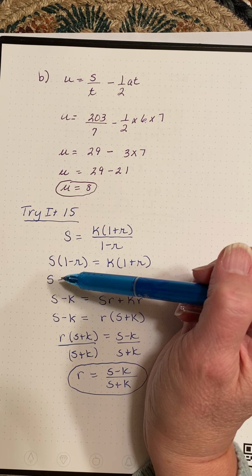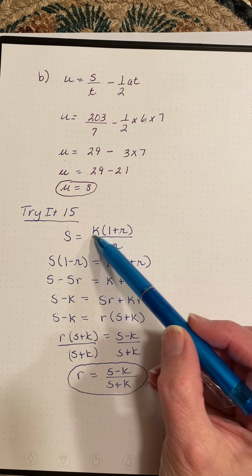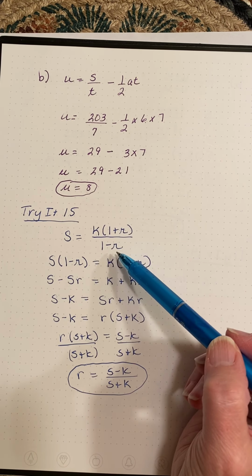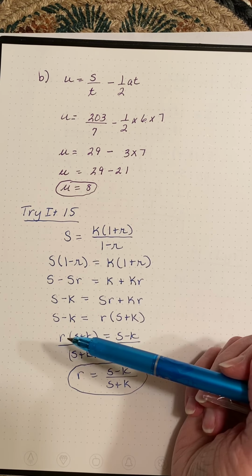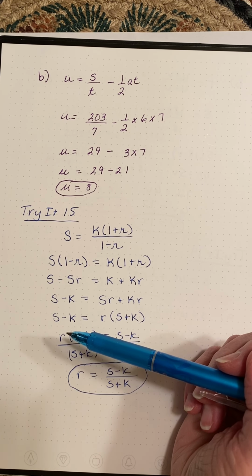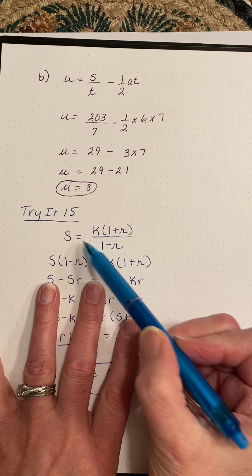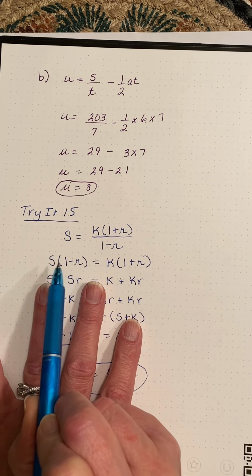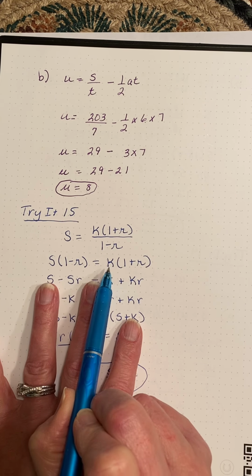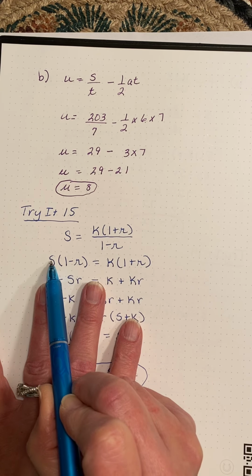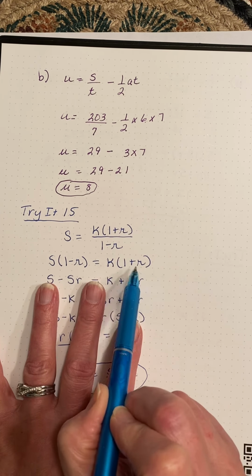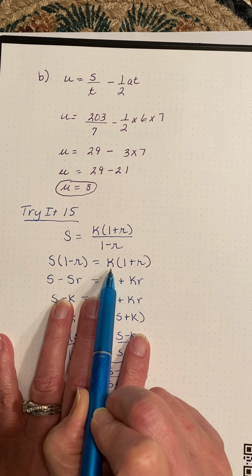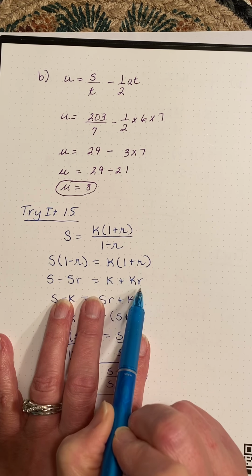Here they just want us to take the given formula, which is S equals K times 1 plus R over 1 minus R, and we are going to make R the subject of the formula, where R is not equal to 1. The first thing I've got to do is the cross multiplying to get rid of this denominator. So I'm going to end up with S times 1 minus R equals K times 1 plus R. Now I'm going to distribute the S on the left and K on the right. So S times 1 is S minus S times R equals K times 1 is K plus K times R.